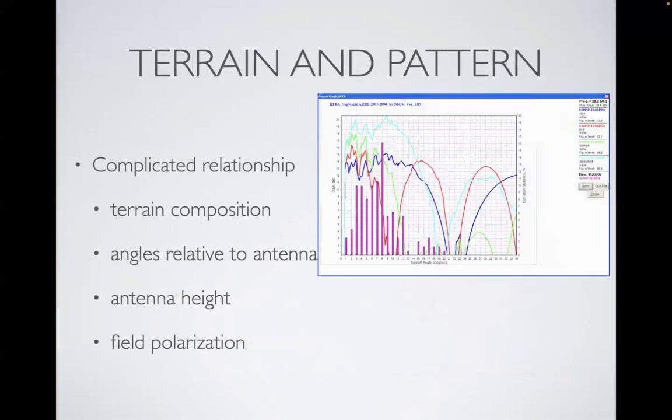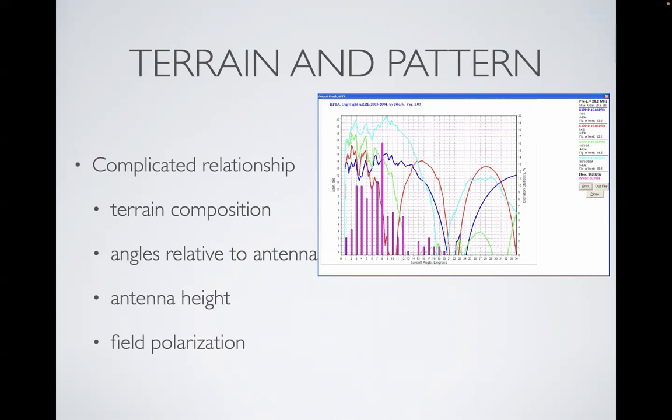Now, terrain, of course, affects pattern. This is something we always have to deal with. It has a very complicated relationship because the terrain is not a stable medium. It has wetness. It has ionic compounds like salts in it. There are the individual constituents of the dirt, which can vary from place to place. We have all these angles because we have structures that are not flat. So we have refractions of different kinds, and then we have the height of the antenna itself. And the polarization, that also matters, and we're going to talk about that in a sec.